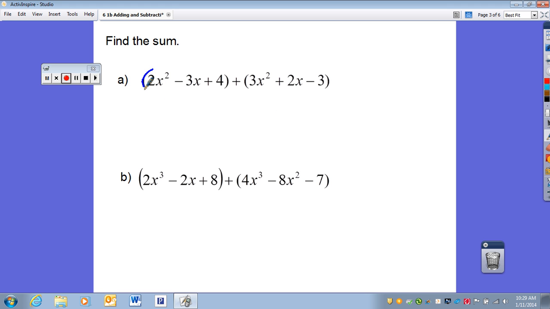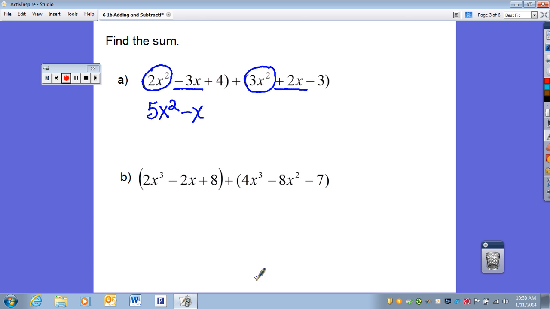So I have a 2x squared and I have a 3x squared. These are like terms because they have the same base and exponent. So I will add their leading coefficients together. 2 plus 3 is 5, and keep the base the same. The next term is a negative 3x and a positive 2x. And when I add those two together, I will have a negative 1x.